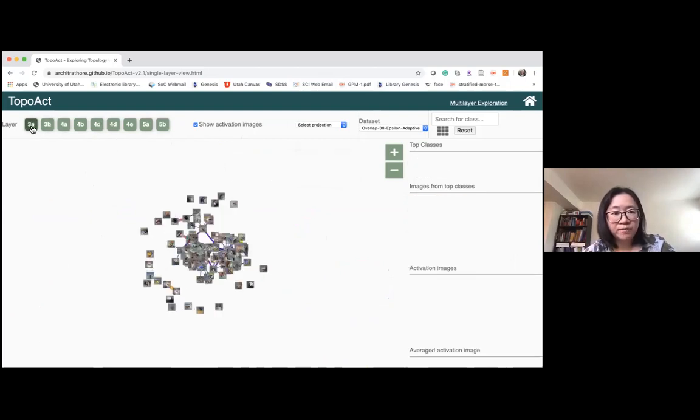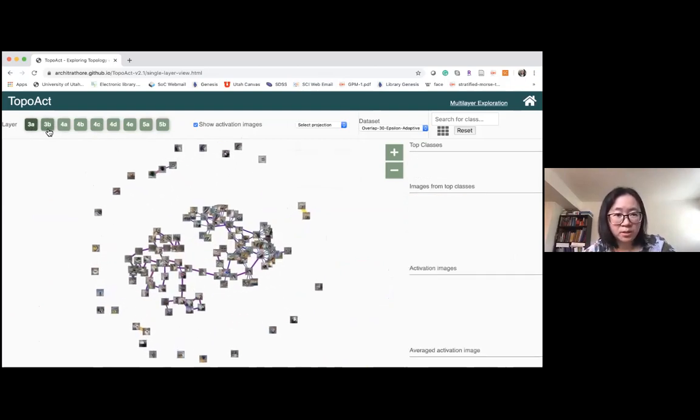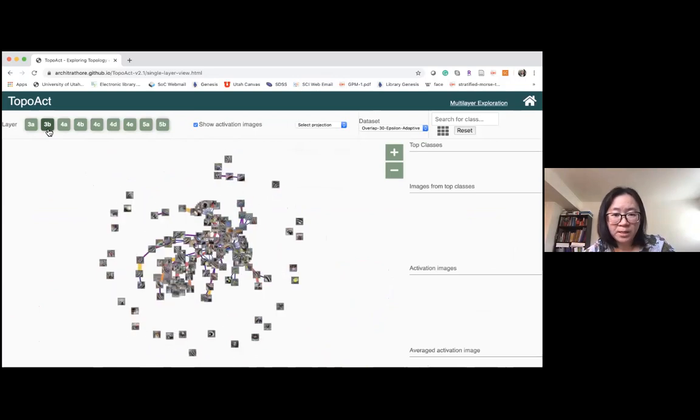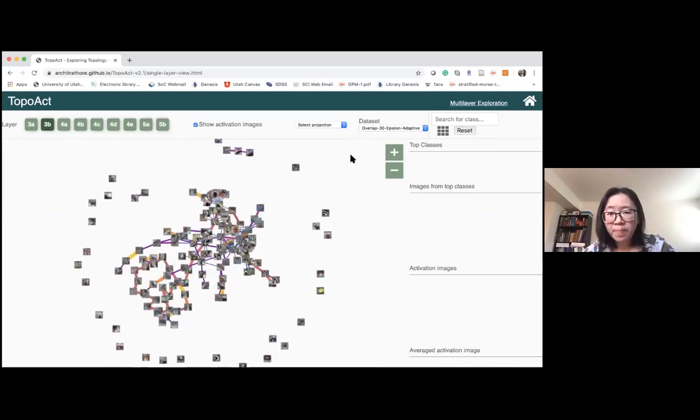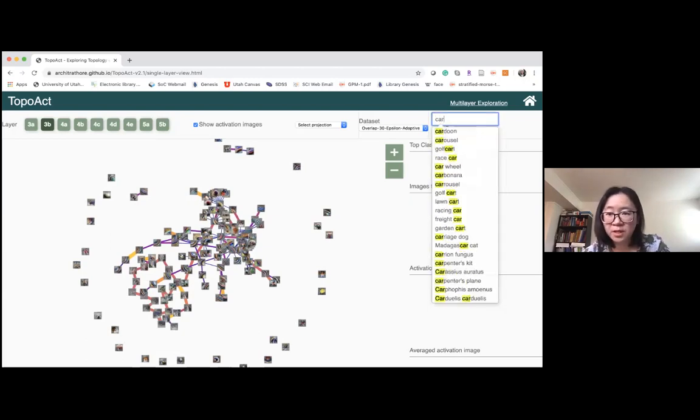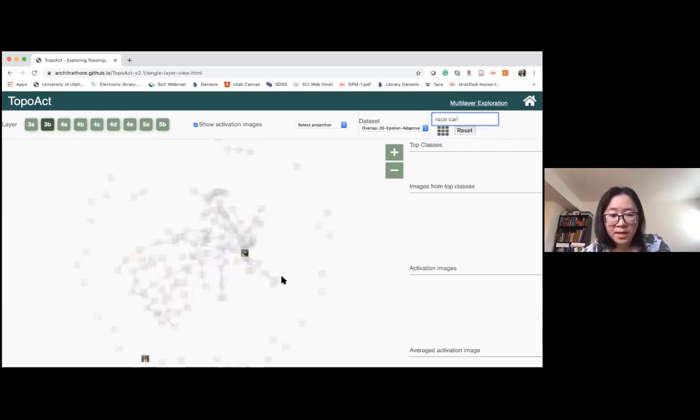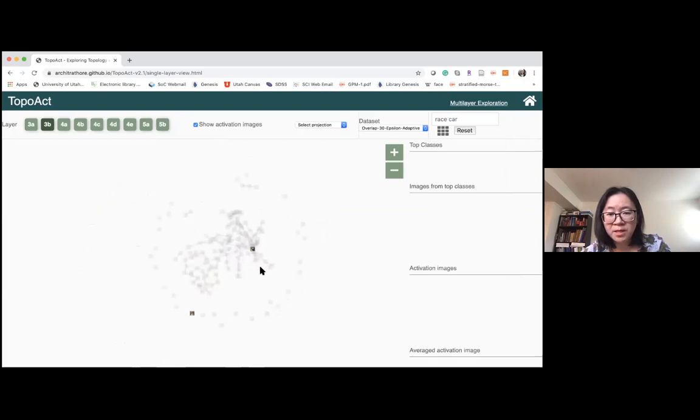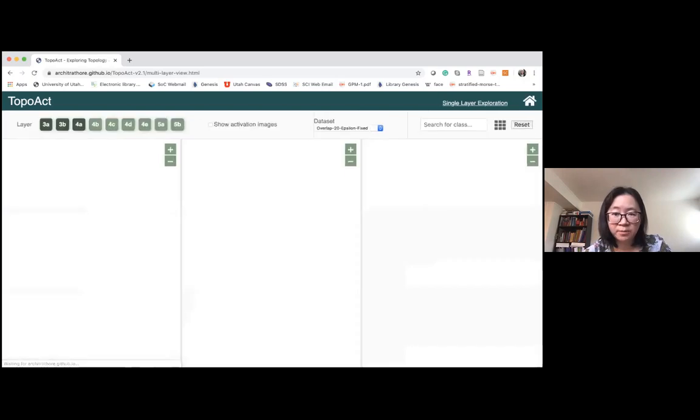I can switch between different layers. Remember, we have 9 layers as well. And one more thing you can do is search for classes. For example, if I just want to say race car, it tells you where the images tagged race car appear in my Mapper graph. So there's a setting. And finally, this is something we haven't explored further, which is multi-layer exploration.